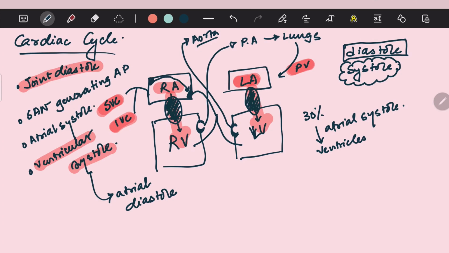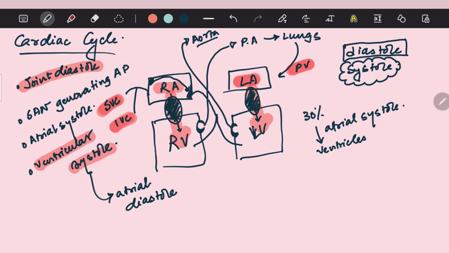Now, as the ventricular pressure increases further, the semilunar valves guarding the pulmonary artery on the right side and the aorta on the left side open, and thus the blood flows to the aorta and to the lungs respectively.